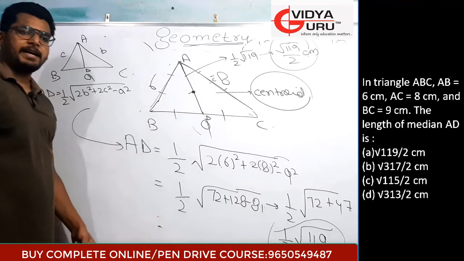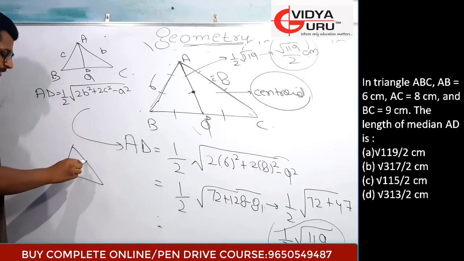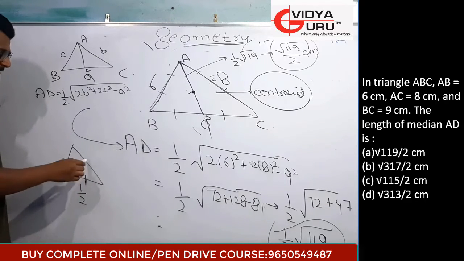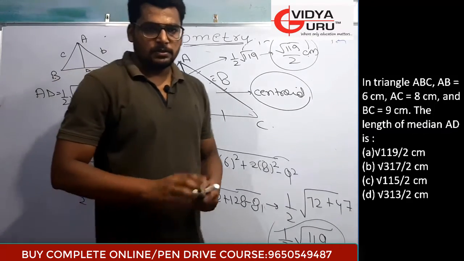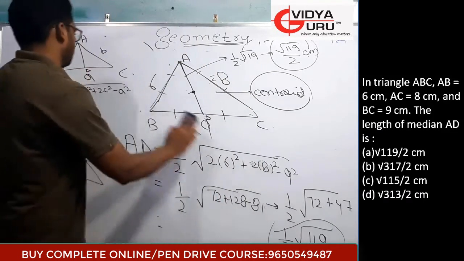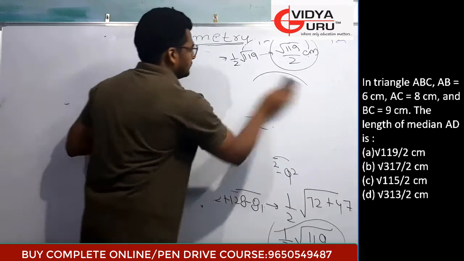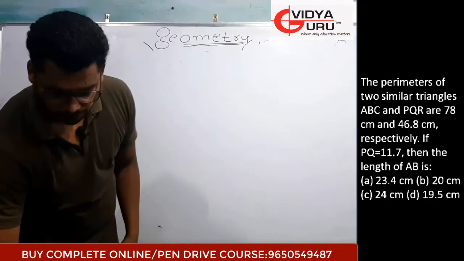So now we can find any median. If the question asks for the length of a median, then take 2 times the squares of the two sides touching the vertex, minus the square of the opposite side. Hope you are getting the concept. Coming on to our next question.